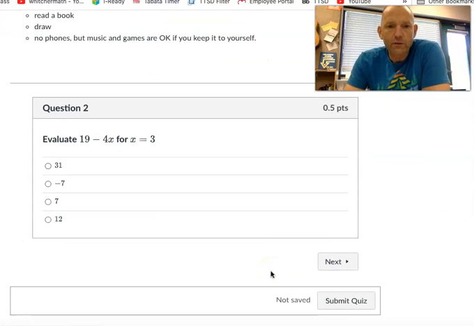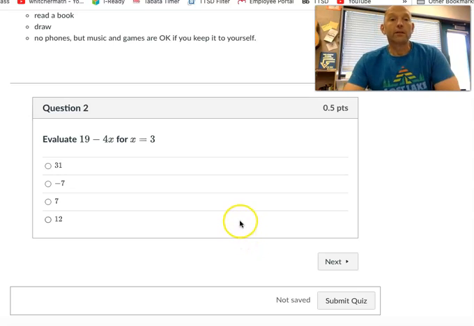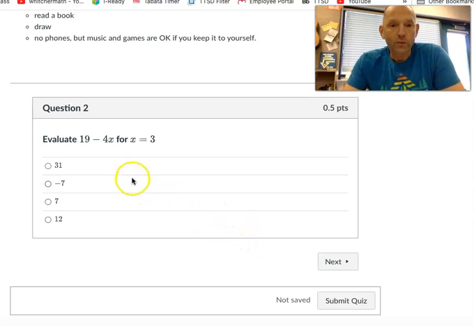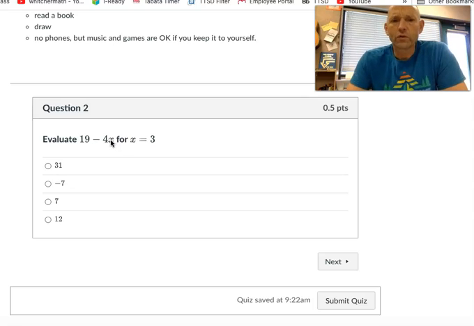Question 2, evaluate. Evaluate in this case means we're going to substitute the 3 right here for the x right there. So instead of 19 minus 4 times x, it will be 19 minus 4 times 3. So what is 4 times 3? Yes, it's 12. When I take 12 away from 19, what's left? You got it.